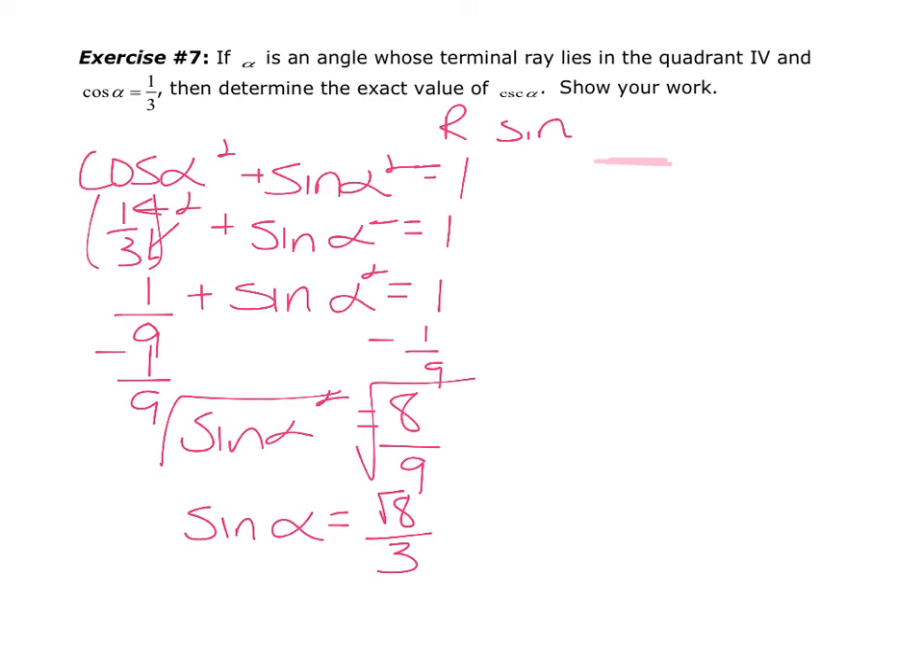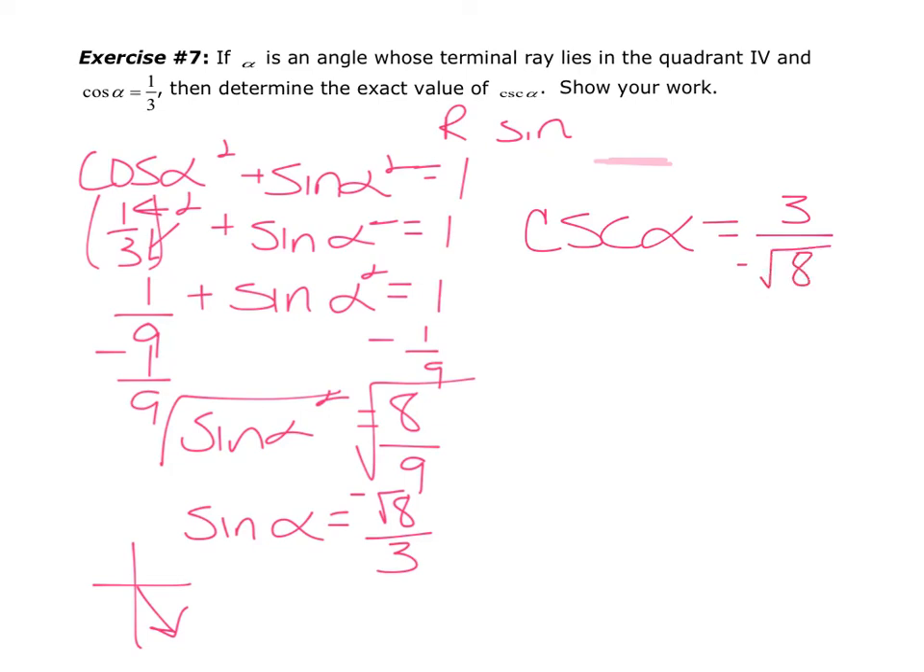So just keep in mind we're in quadrant 4. So is the sine going to be positive or negative? Is my y value in quadrant 4 positive or negative? Well, it's negative, so I need to throw a negative in there. So now the reciprocal of that for the cosecant, I'm just going to flip it upside down. So I have 3 over the negative square root of 8. If you want to get fancy, the square root of 8 simplified is 2 rad 2.